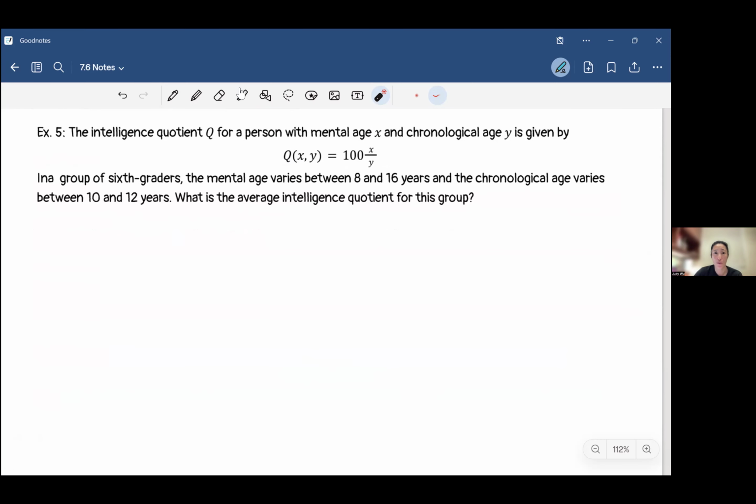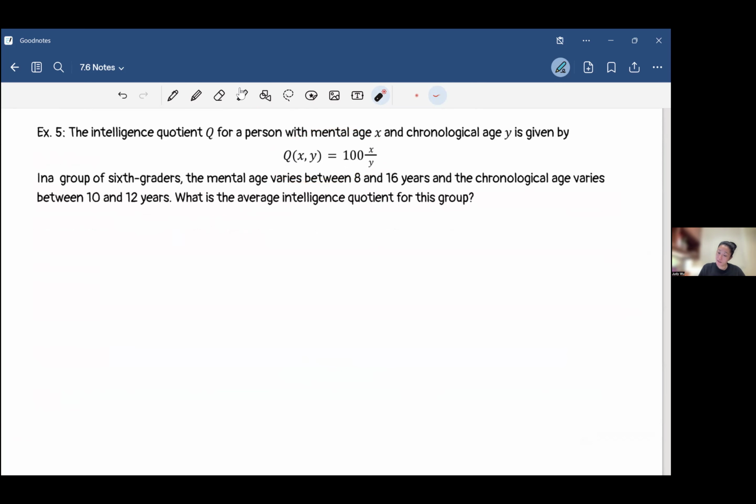The intelligence quotient Q for a person with mental age X and chronological age Y. So mental age is your brain, but then your chronological age is, when were you born? How many years ago? Okay. So it's given by this function Q of x, y equals 100 times x over y.